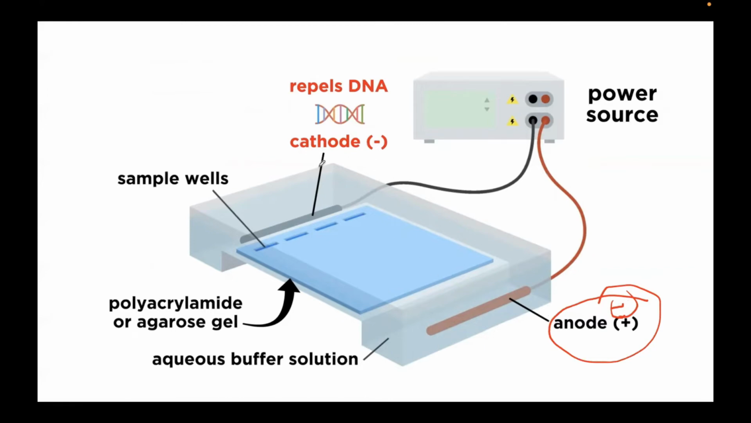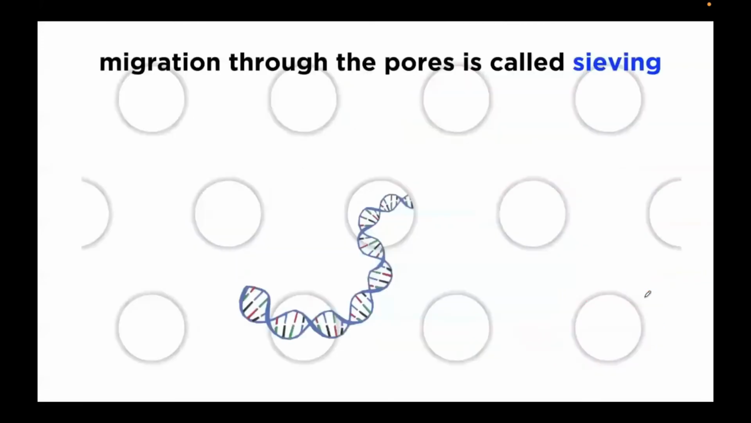Bakit po hindi sa cathode? Kasi it will repel the DNA kasi pareho silang negatively charged. So, ang sigurado natin dyan, it will migrate towards the anode. So since all DNA fragments have the same charge per mass, small fragments of your DNA will migrate towards your anode. And then the migration of your molecules or your DNA through pores is called sieving.